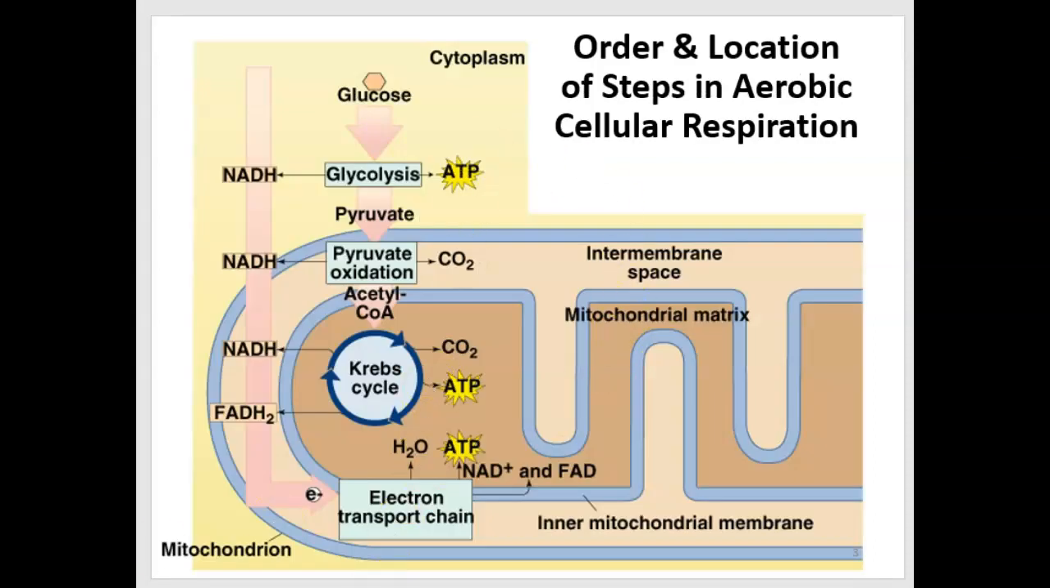And also I just wanted to remind you of the location. As I mentioned previously, step 1, glycolysis, happens in the cytoplasm. The transition reaction, or we call it pyruvate oxidation, occurs in the second step, the intermembrane space. And then the Krebs cycle, which is a series of chemical reactions, happens in the matrix of the mitochondria. And the electron transport chain happens at the inner mitochondrial membrane.